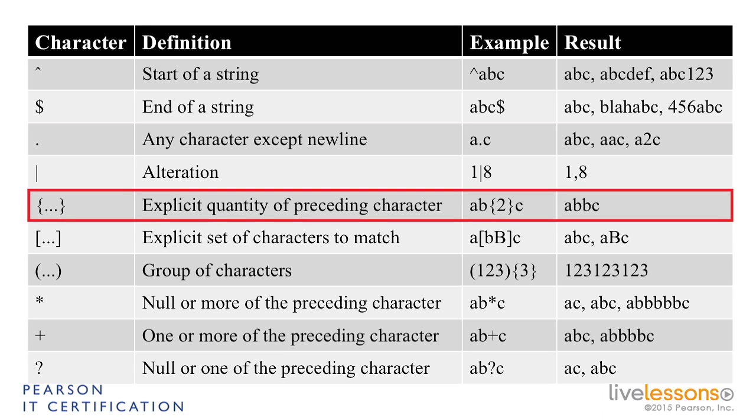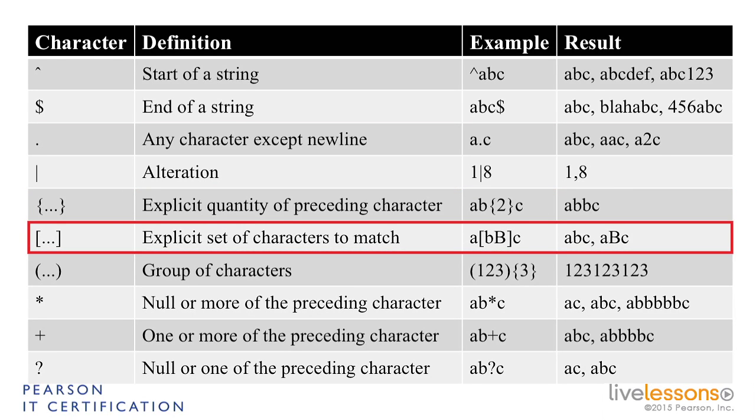And then we have the curly brackets. That signifies an explicit quantity of the preceding character. So AB{2}C means that you will get a match on ABBC, and only ABBC. If the string would be ABBBC, that wouldn't match because you're looking for 2 B's and not 3 of them. Between the square brackets, we are looking for an explicit set of characters to match. So that would be one or the other. So A[bB]C would give a match on ABC in the case where it's a lowercase or an uppercase letter.